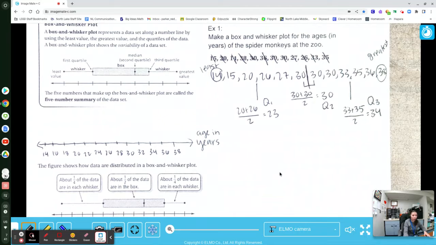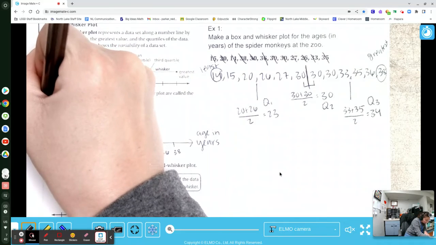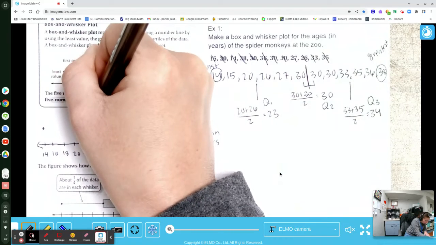Now I'm ready to actually create my box and whisker plot. So I'm going to plot all of my values. My least is at 14. Quartile 1 is at 23.